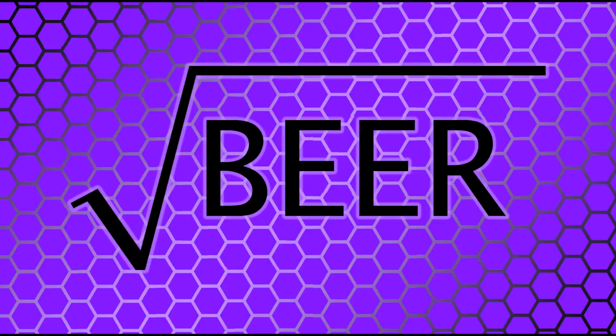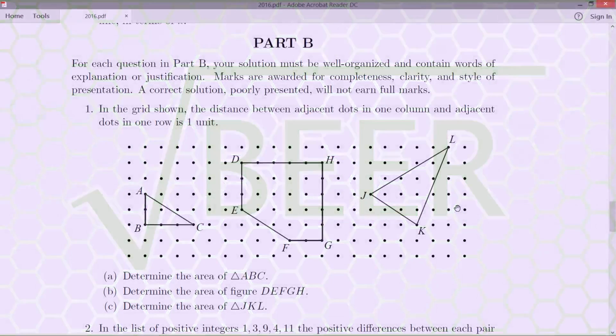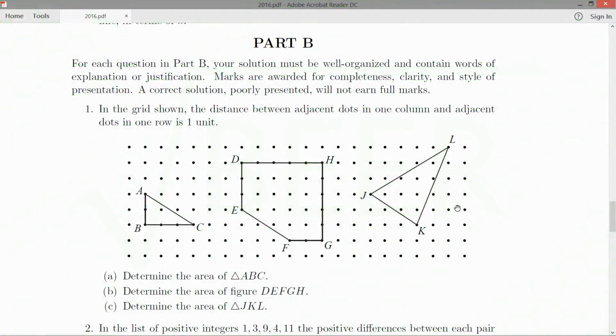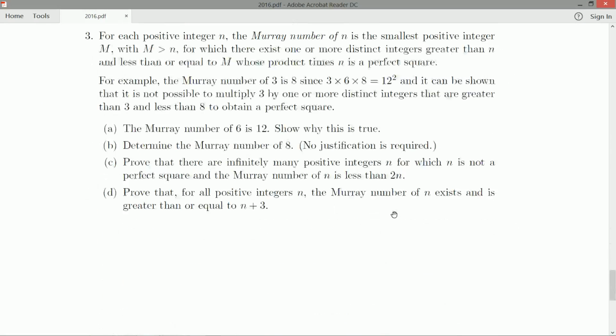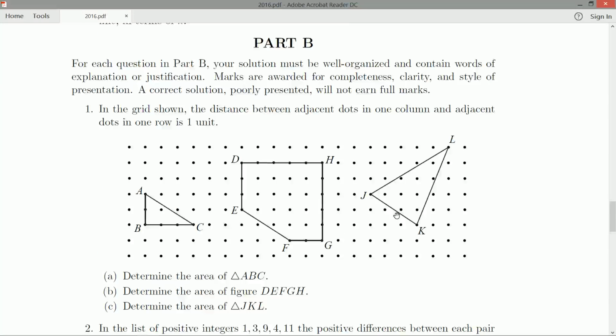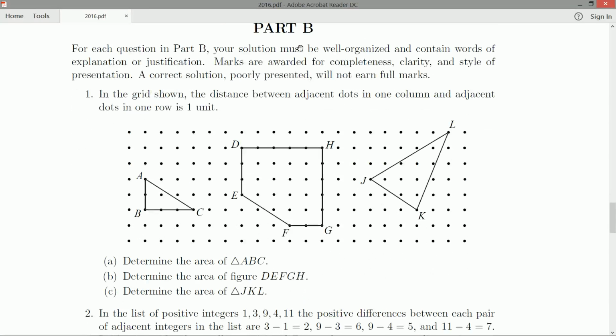We're looking at the 2016 CIMC paper and we are starting part B. So we are on the last three questions, the written questions for the contest. So we need to, as they say, justify or explain our solutions, and marks are awarded for completeness and clarity and style, though I've been in the marking room and I'm never quite sure what they mean by style. I think that probably comes into it more if it's a remarked paper.